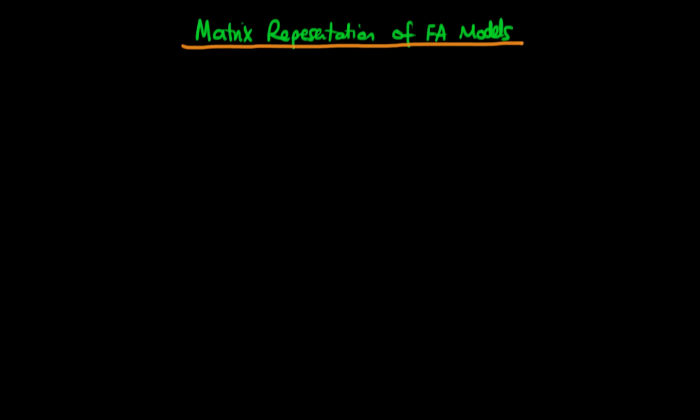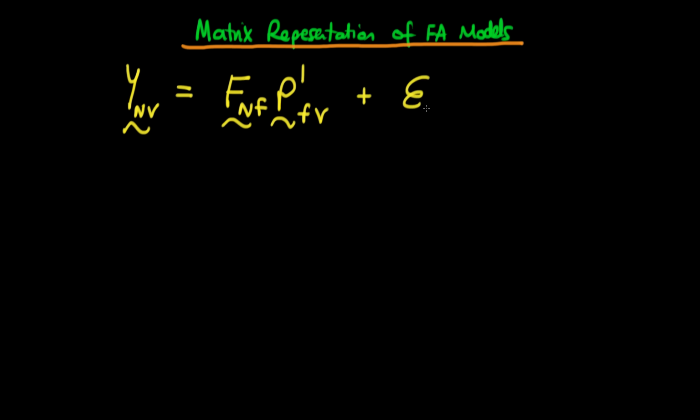In this video, I want to conclude our discussion of the matrix representation of factor analysis models. So in the last video, we had written that our dependent variable matrix Y_NV, where N is the number of individuals in our sample and V is the number of observed characteristics, was equal to a matrix of factor scores, which had N rows and a small f to indicate the number of factors, times the transpose of a weightings matrix, which has dimensions of the number of factors as the number of rows, times V columns.